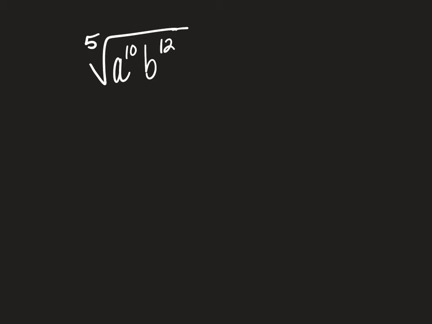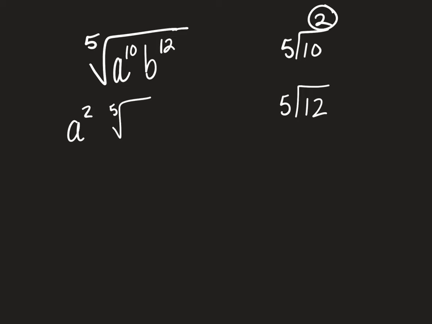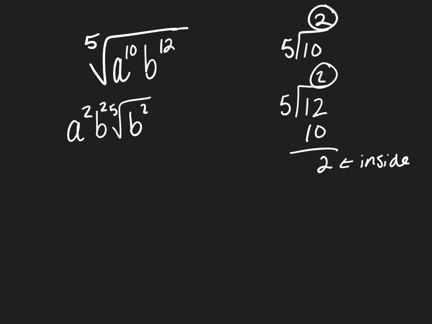Another way that I kind of like to deal with those is, so 10 divided by 5 gives us 2, right? So this will tell you how many go outside. If you have a remainder, that's what stays inside. So that means we're going to have an a squared outside, but then no a's inside. But then if we do that with 12, that means we're going to have 2 outside and 2 inside. So like you get b squared and then b squared.